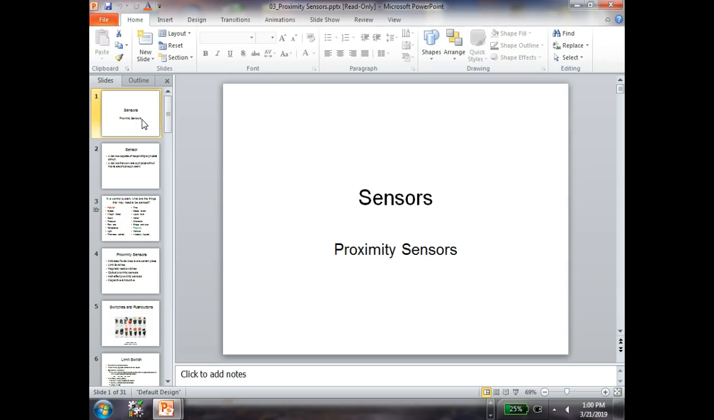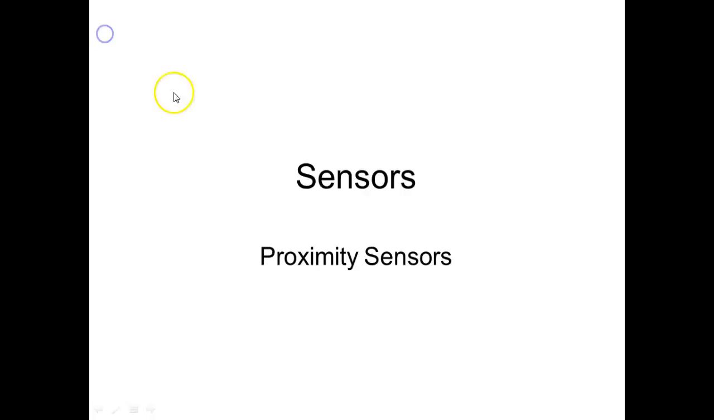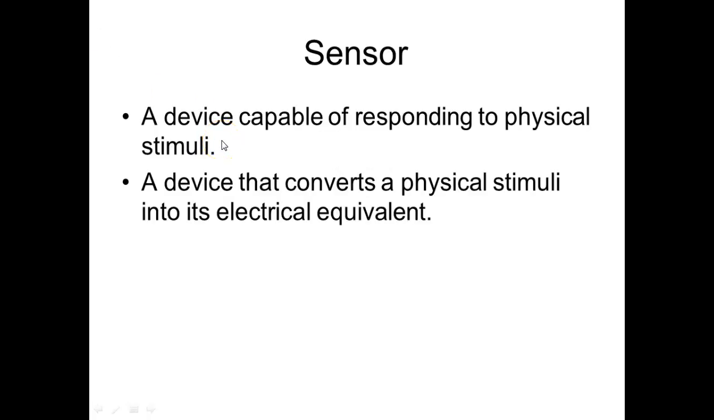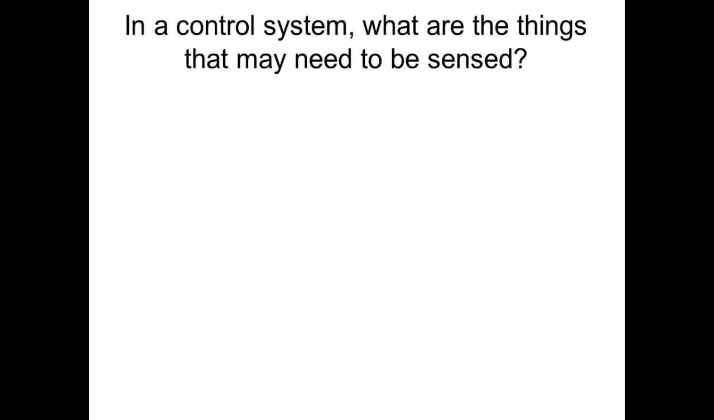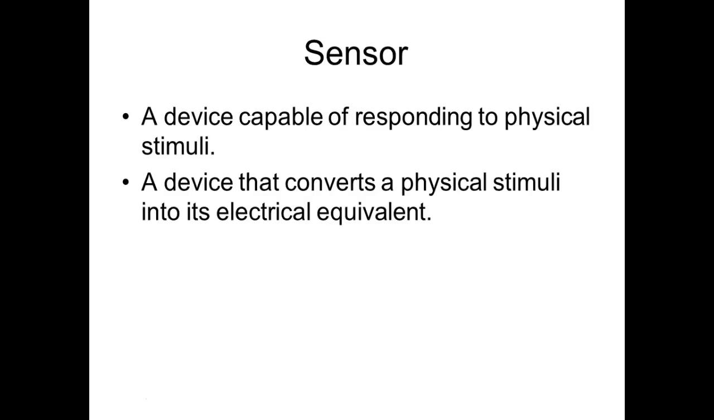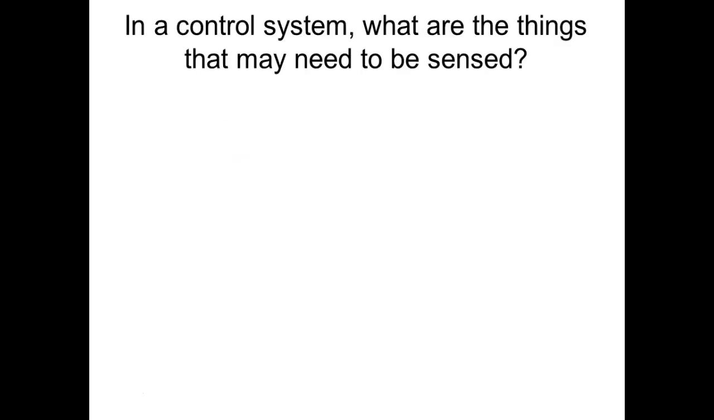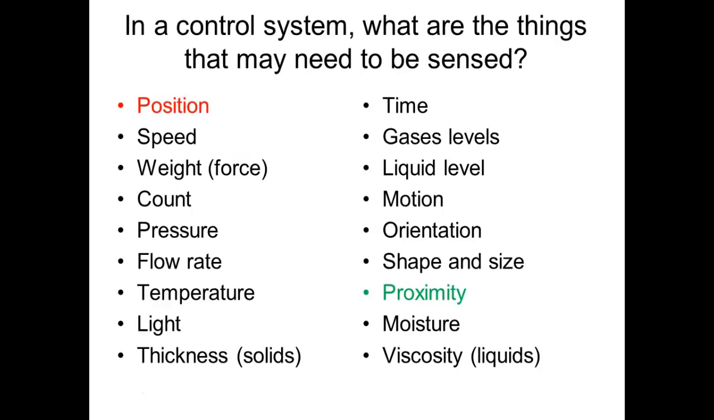Now the first guy that they came out with, let's bring this up. So we know what a sensor is, a device capable of responding to a physical stimulus. Right? A device that converts physical stimuli into what? Electrical. And we've got two types, analog and digital. We looked at that a little bit, right? So position. What we're going to do over here in our list is look at what? Proximity.